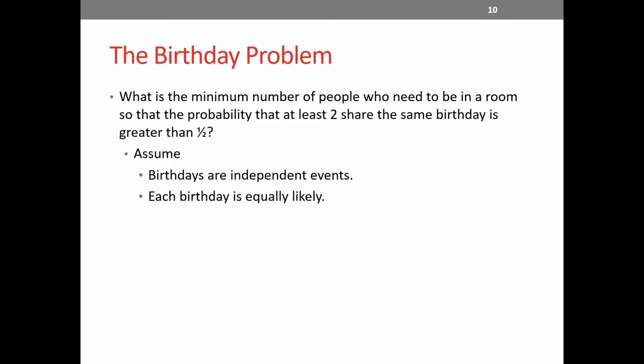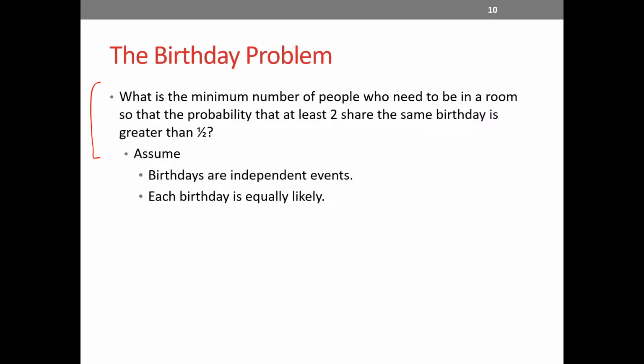Hi everyone, in this video we're looking at the famous birthday puzzle, or the famous birthday problem, that asks for the smallest number of people needed in a room so that it's more likely than not that at least two of them have the same day of the year as their birthday. The same problem is framed slightly differently here. I'm essentially trying to find the minimum number of people who need to be in a room so that the probability that at least two share the same birthday is greater than 1/2.